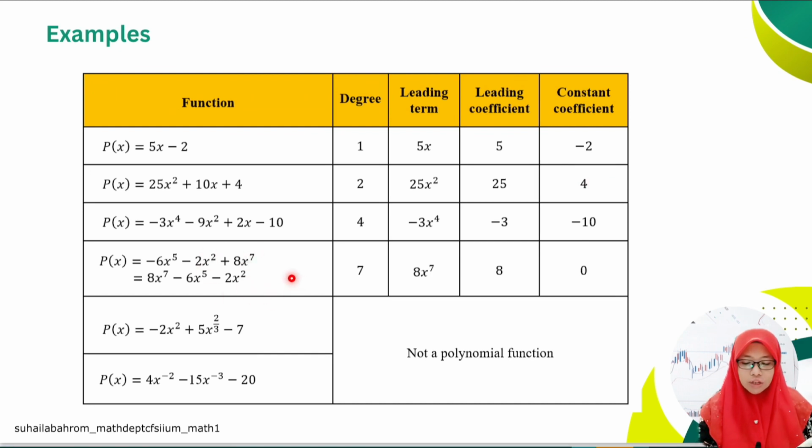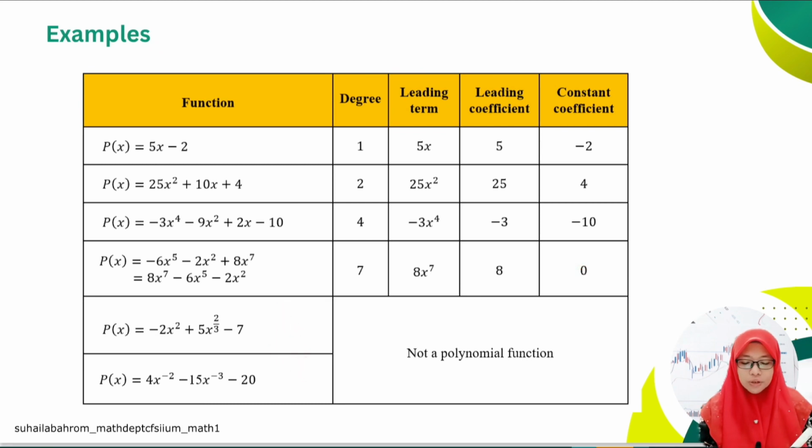And then let's look at the fourth example here. We have -6x^5 - 2x^2 + 8x^7. First we have to arrange in order from the highest to the lowest degree of x. The highest degree is 8x^7, so the degree here is 7. The leading term is 8x^7, the leading coefficient is 8, and the constant coefficient is 0.